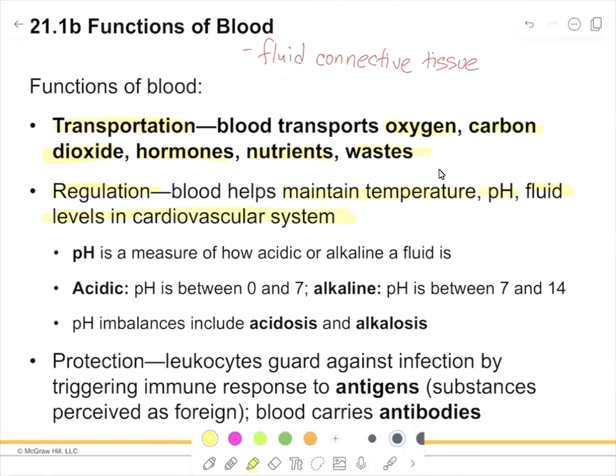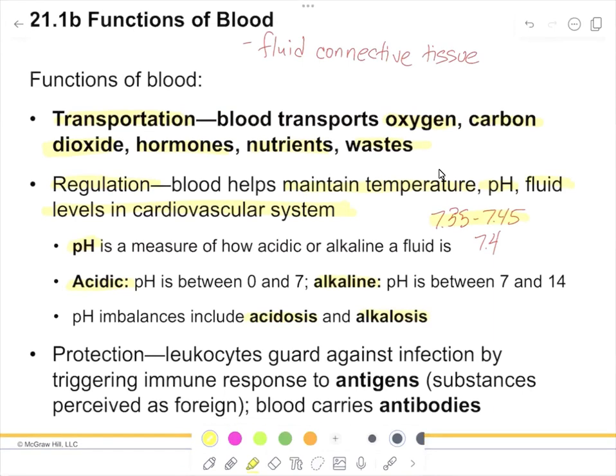So for the regulation function, it maintains the pH, and the pH has to stay around 7.4 in the blood. So specifically, the pH range is 7.35 to 7.45. Whenever it veers out of this important range, there is what's called a buffer system, which helps to prevent that. A pH below 7 is called acidic, and a pH above 7 is called alkaline. So pH imbalances would include acidosis as well as alkalosis.